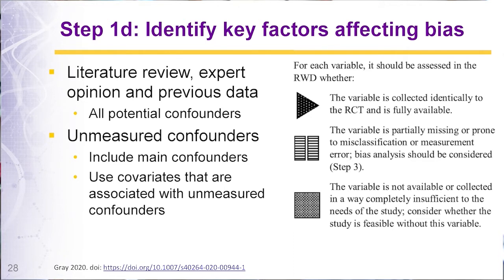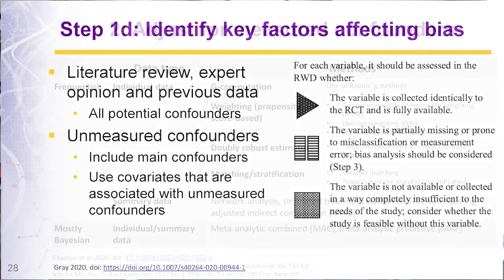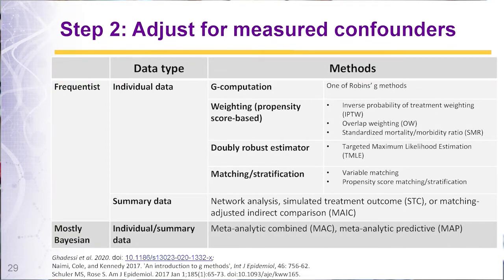And we also could use some covariates that are associated with unmeasured confounders. We're trying to reduce that bias. Once we have the study design and collect the data, then we need to apply some statistical methods to adjust for those confounders or reduce the potential confounding.